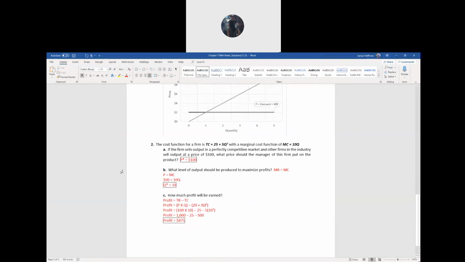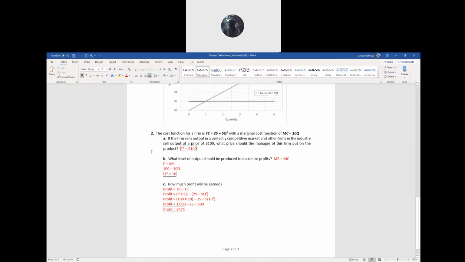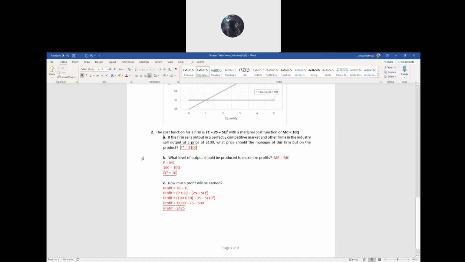Okay, number 2. The cost function for a firm is total cost equals 25 plus 5q squared, with a marginal cost function of MC equals 10q. All right, so number 2, your homework question is going to be in this style, so just follow the same kind of process.